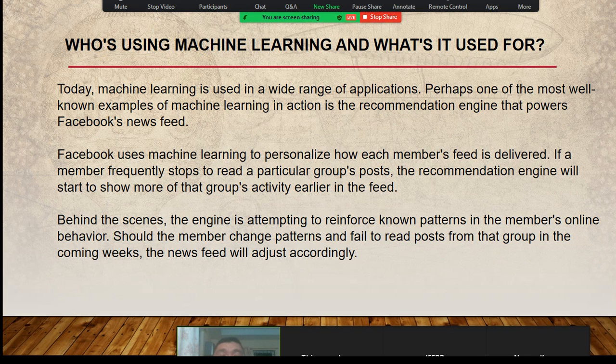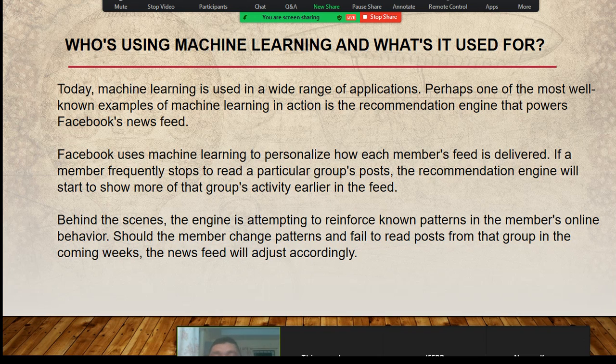Who's using machine learning and what is it used for? Today machine learning is used in a wide range of applications. Perhaps one of the most well-known examples of machine learning in action is the recommendation engine that powers Facebook news feeds. Facebook uses machine learning to personalize how each member's feed is delivered. If a member frequently stops to read a particular group's posts, the recommendation engine will start to show more of that group's activity earlier in the feed.